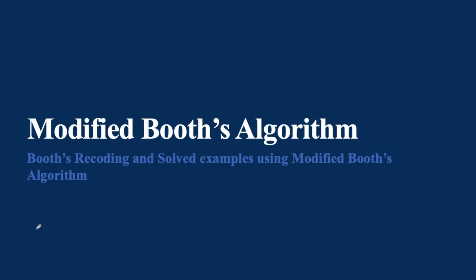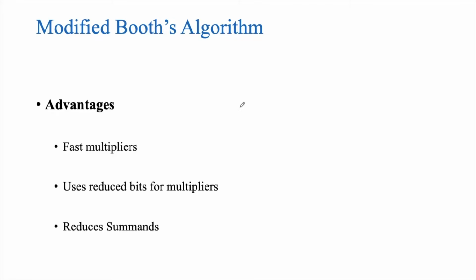In today's video, we will be learning about modified Booth's algorithm and how to multiply two different values using modified Booth's algorithm. The advantages of modified Booth's algorithm are we call them fast multipliers, and here we use a reduced number of bits for multipliers. Since we use a reduced number of bits for multipliers, automatically the summands will be reduced. After performing the modified Booth's algorithm by multiplying two different values, we'll try to check and verify whether all these three advantages are met.